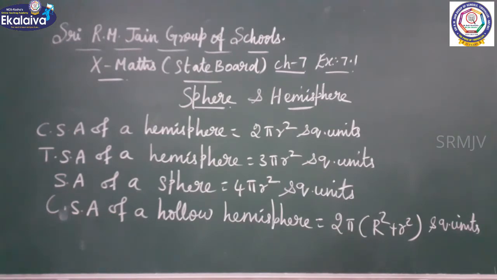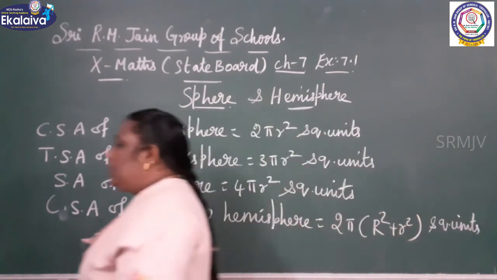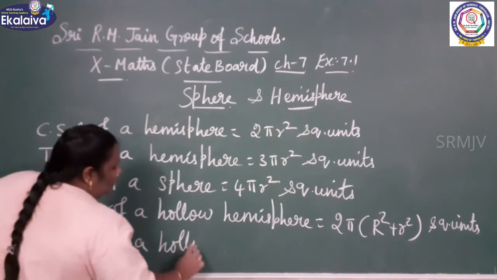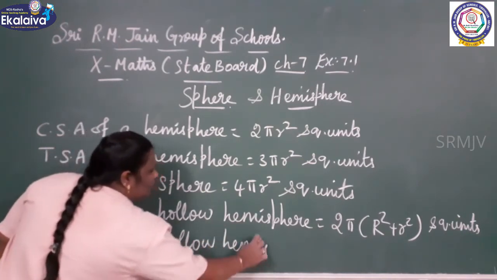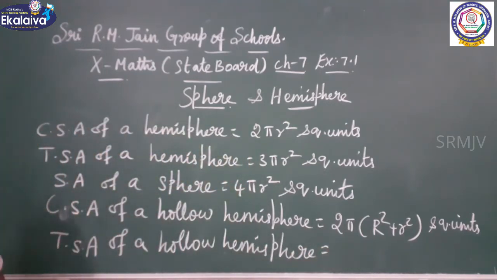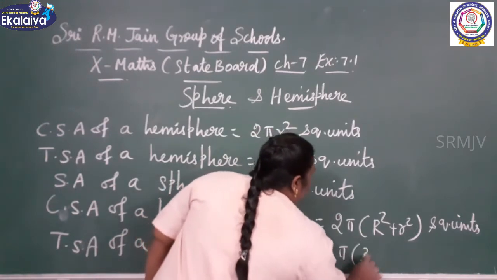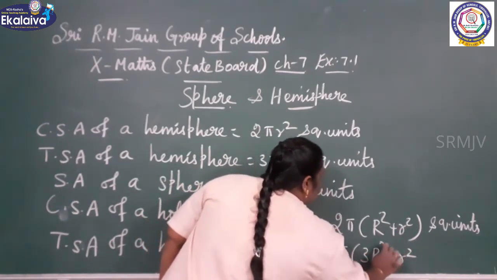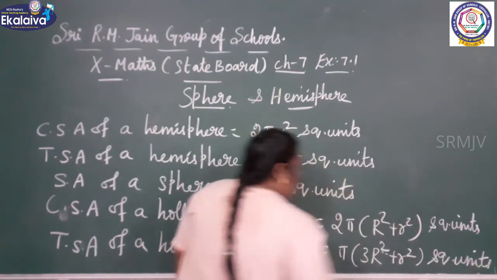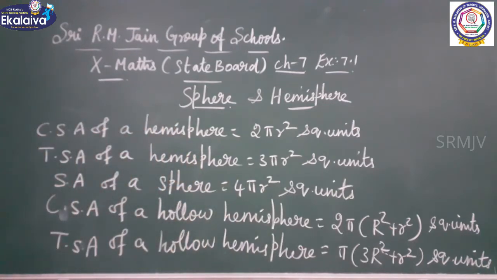Next, the total surface area of a hollow hemisphere. The total surface area of a hollow hemisphere is equal to pi into 3 capital R square plus small r square square units.